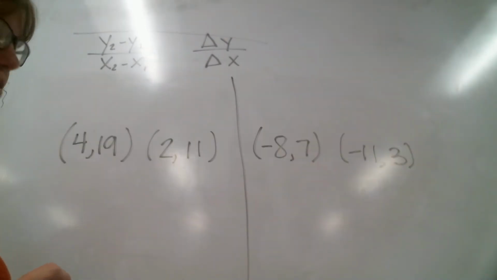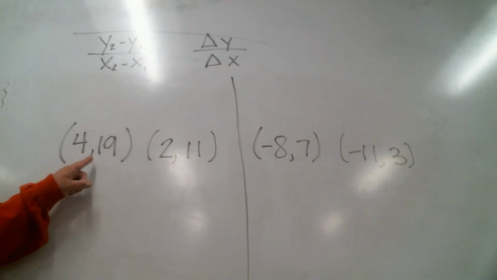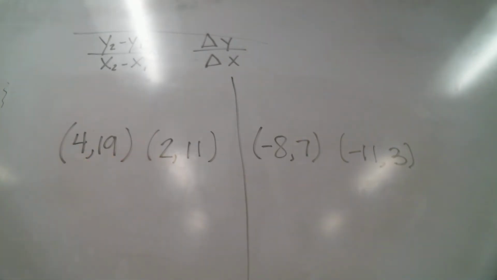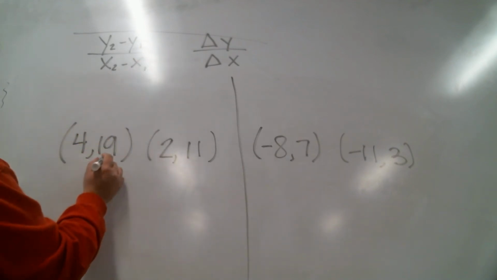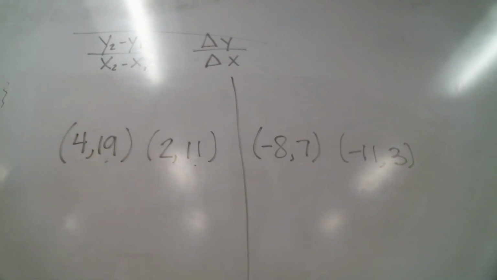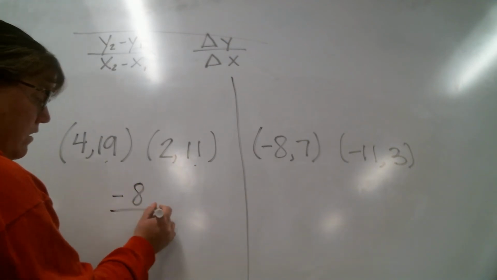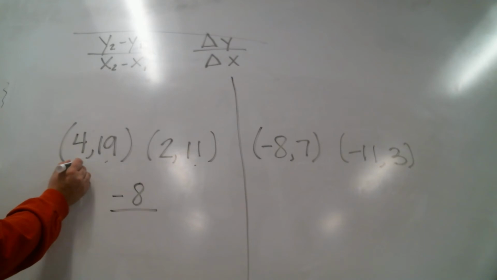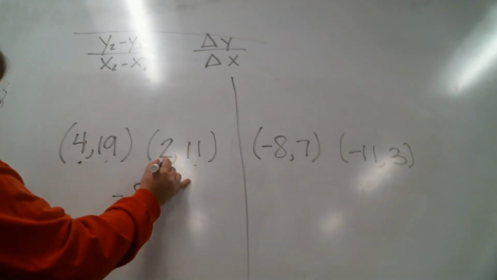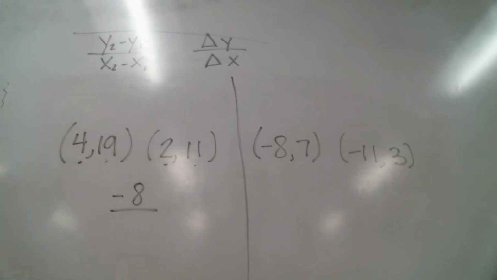Okay, more practice. Look at these 2 points, and you're being asked to find the slope of a line that passes through these 2 points. So the change in y goes from 19 to 11. So you know you're moving down, and you're moving down by 8. So your change in y would be -8, moving down 8. So then let's look at the x's. The x's go from 4 to 2. So your x's are moving backwards. Your x moved backwards by 2, so -2.